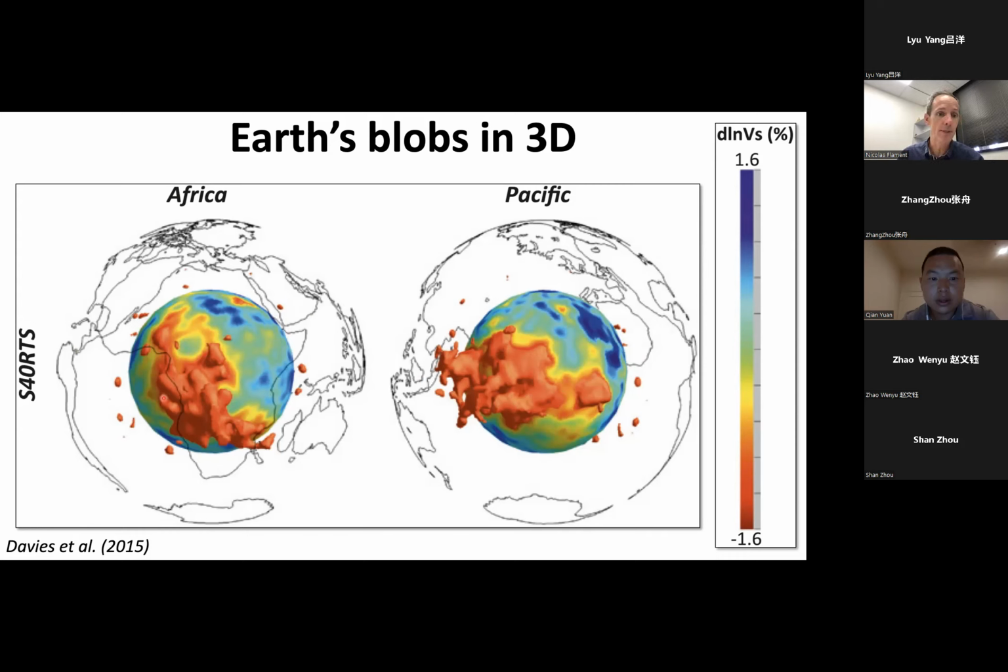We can see the blobs here. The one under Africa, the one under the Pacific, they have some extension up into the mantle, and obviously that depends on which velocity contour is chosen to define the blob. And here is an image from S40RTS put together by Rodri Davis and collaborators. We can look at the blobs in many different ways, in many different models.